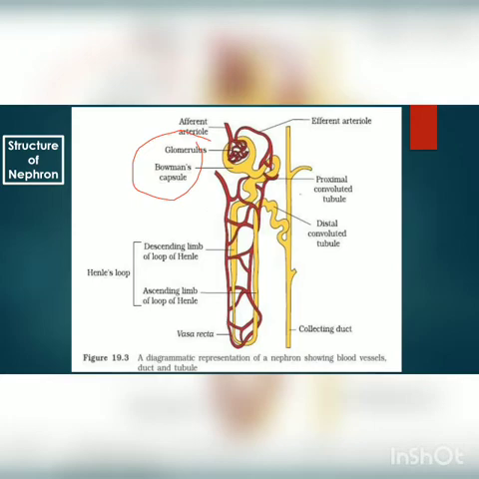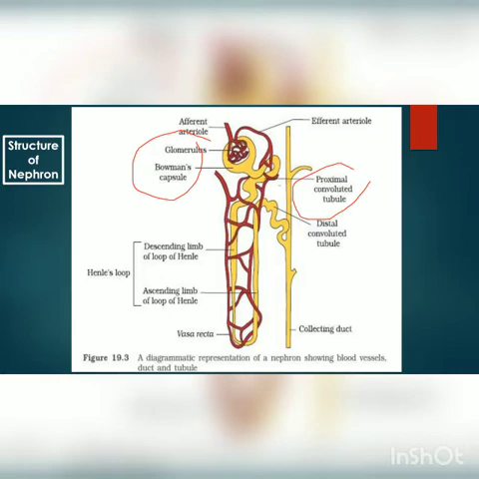Then the PCT is there, the proximal convoluted tubule, lower part, and this is present in the cortex, highly coiled, surrounded by peritubular blood capillaries, lined by cuboidal epithelium, having brush borders with long microvilli for increasing absorptive area.